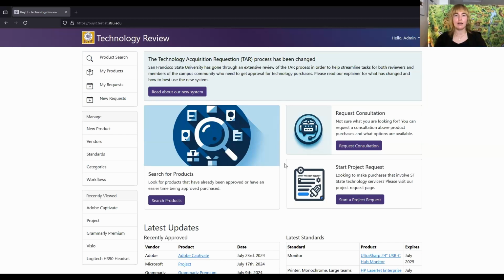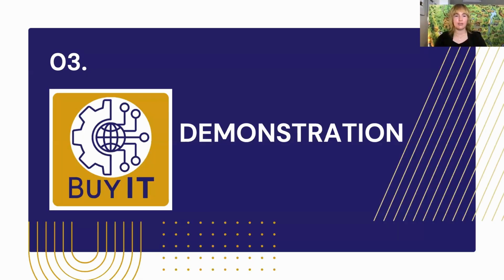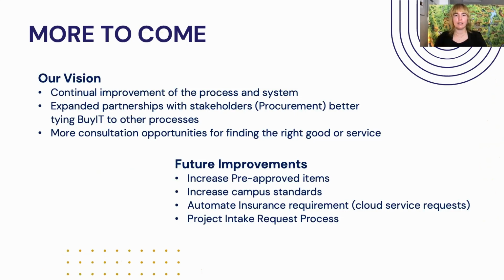Fantastic. And with that, we will head back to our slides just for one last piece of information here. There's so much more to come on this. To note, our vision includes continual improvement of the process and the system. As Andrew and John both mentioned before, we are looking to expand our partnerships with our stakeholders, including procurement, to better tie BuyIT to other processes. And we're looking to have more consultation opportunities for finding the right good or service.